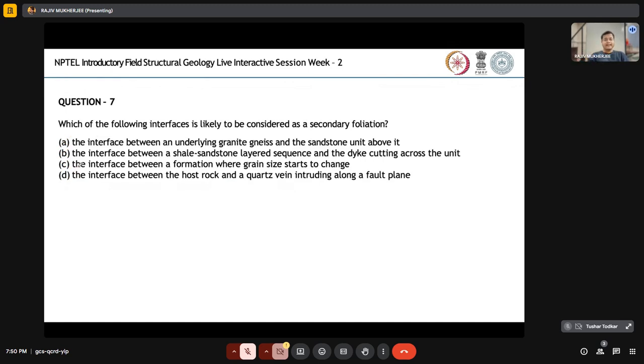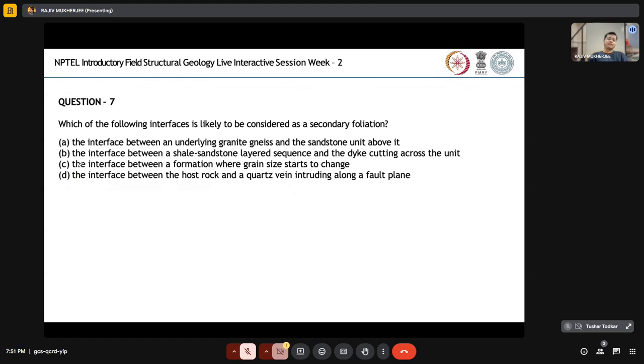Which one of the following interfaces is likely to be considered as a secondary foliation? Option A, the interface between an underlying granitic gneiss and the sandstone unit above it. Option B, the interface between a shale sandstone layered sequence and the dike cutting across the unit. Option C, the interface between a formation where grain size starts to change. Option D, the interface between the host rock and quartz vein intruding along a fault plane.